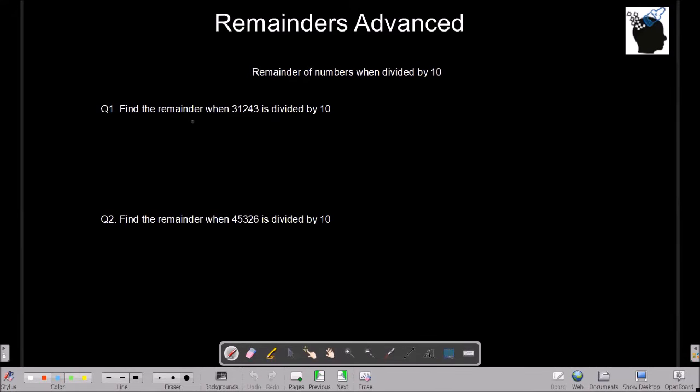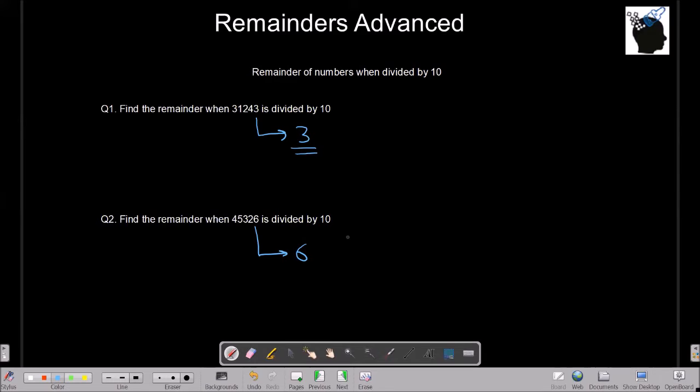So you have to find the remainder when 31243 is divided by 10. And we know that the remainder is the same as the units digit, which is nothing but 3. Let's try the second one. Find the remainder when 45326 is divided by 10. We know it is the same as the units digit, so our answer will be 6.